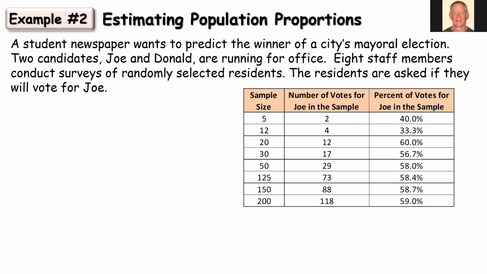All right, let's look at another example of estimating population. And we're going to use a word here, proportions. You guys know what a proportion is, right? It's a ratio or a fraction.